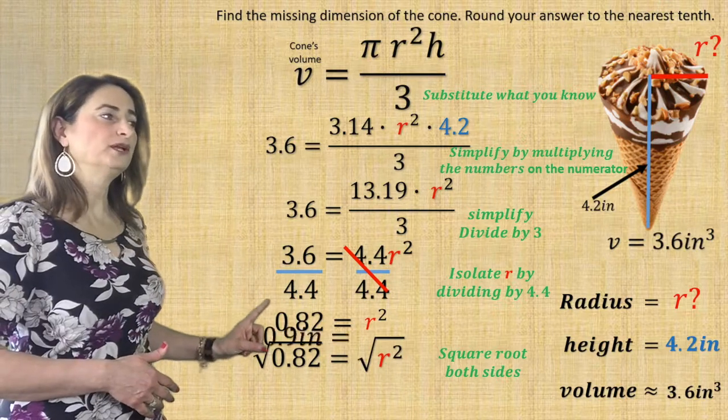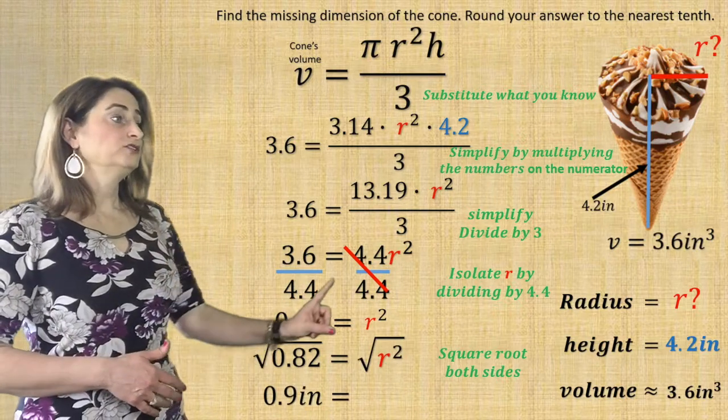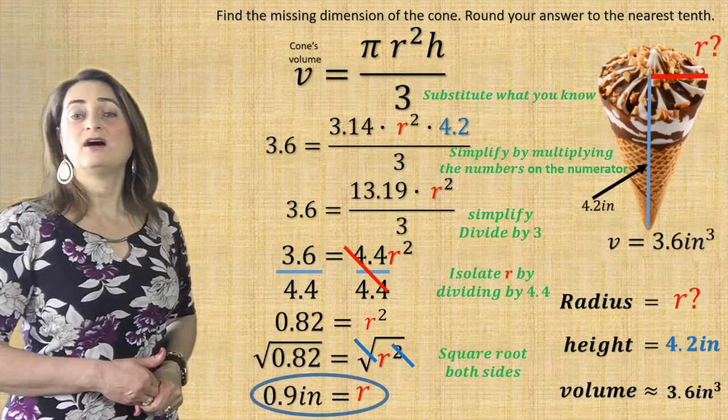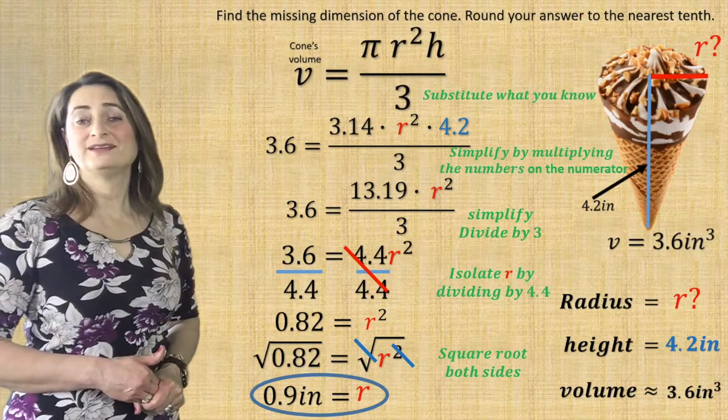The square root of 0.8 is 0.9 inches. And squaring and square root, they cancel each other. You end up with r equal 0.9 inch.